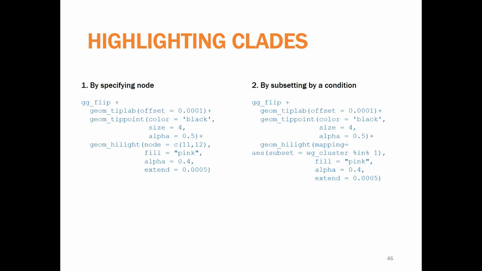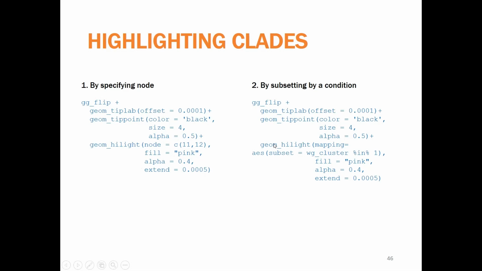Another popular argument is highlighting clades. So there's a couple different ways you can do it. You can highlight by a specific node using geom_highlight. You can select that you want to highlight the nodes 11 and 12. You can fill it, so this will highlight it by a certain color. I selected pink and I had it be alpha just because for highlighting it can be kind of dark. And then I extended it past a certain point. If you change this, you can see how the extension changes. And you can also highlight it by subsetting by a condition.